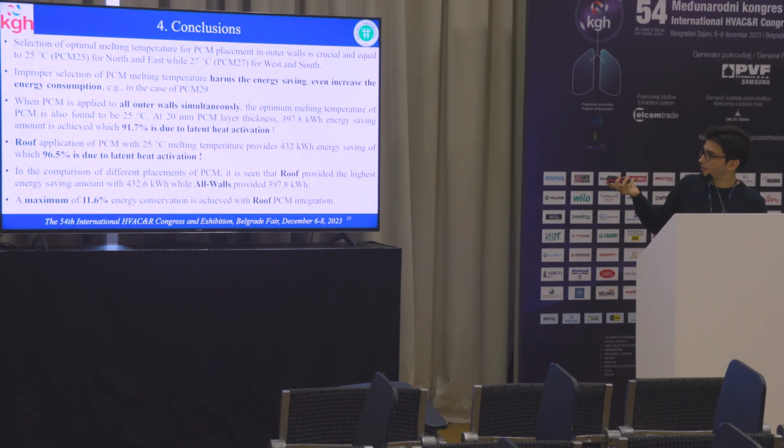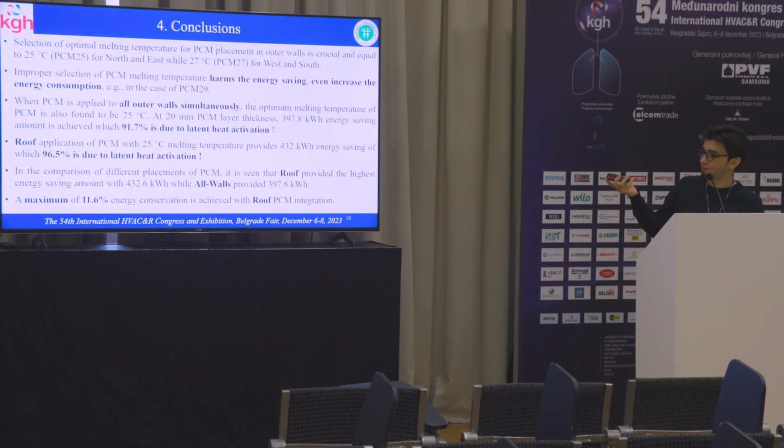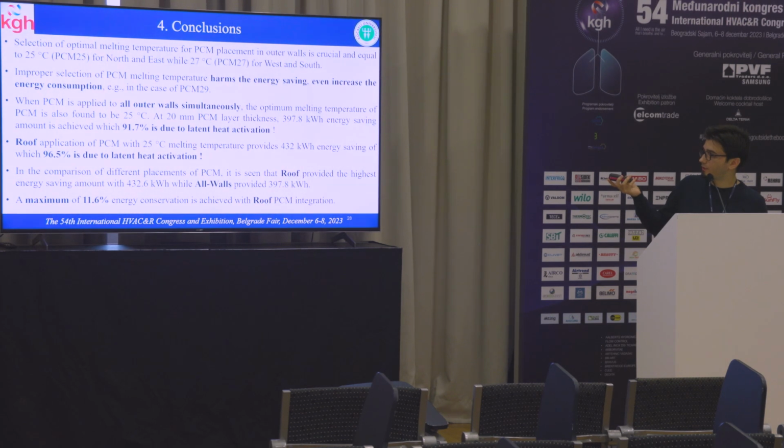And we have conclusions here. Selection of optimal melting temperature for PCM placement in outer walls is crucial, as we have seen, because it can even harm the energy saving. Improper selection of PCM melting temperature harms the energy saving and even increases the energy consumption in the case of PCM29. When PCM is applied to all outer walls simultaneously, the optimal melting temperature is found as 25 Celsius, and 91.7% of this value is due to the latent heat activation.